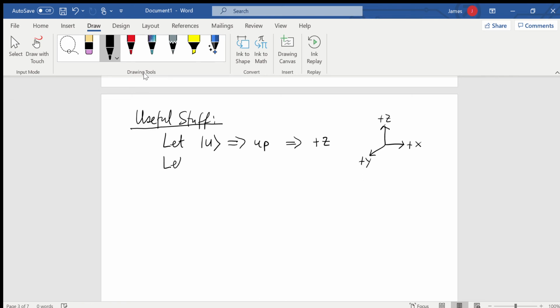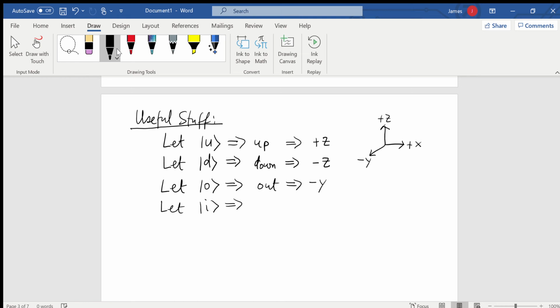Okay, let down be symbolized by d, and that's the minus z. Let O mean out, and let's say, actually, if I'm going to be consistent, now I've got to call this minus. If I'm going to be consistent, then out is going to be minus y. And in would be plus y into the board. Let I in this ket mean in, and that's plus y.